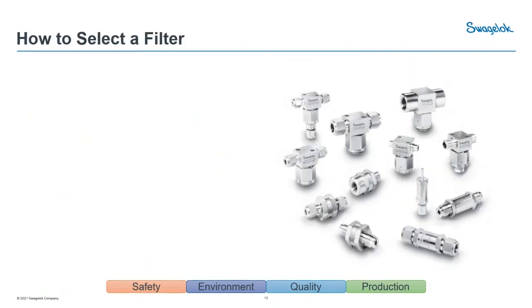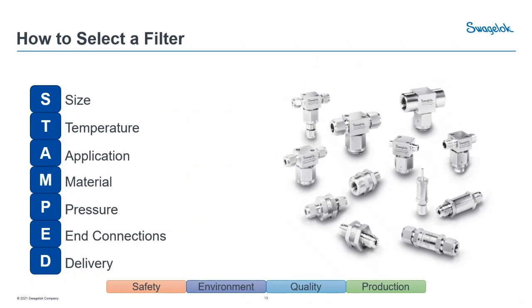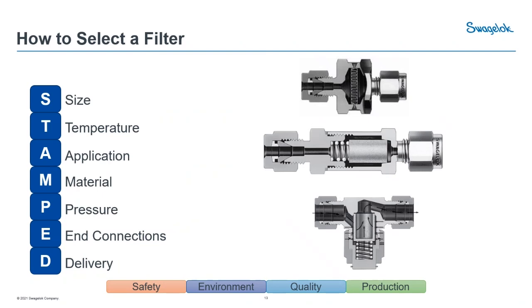And then how do we select the right filter? If you've been paying attention, I'm sure you've already guessed it. We're going to go through that stamp method again. It can be very useful in many different applications. So in walking through these steps, it should help you determine the filter style you want, which can be based on the maintenance plan that you intend to use.